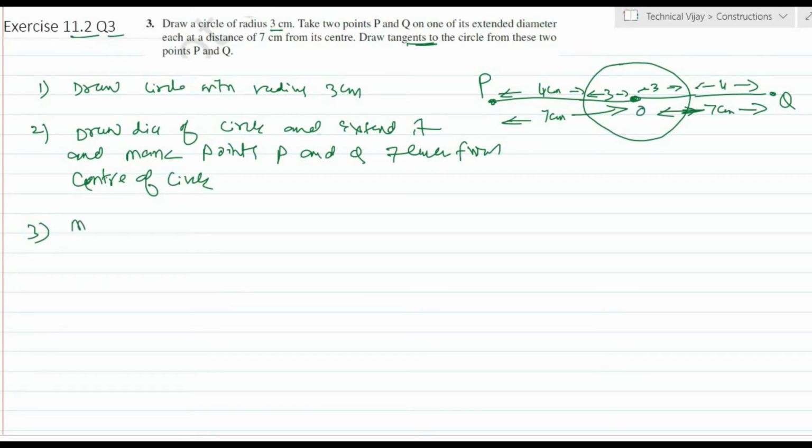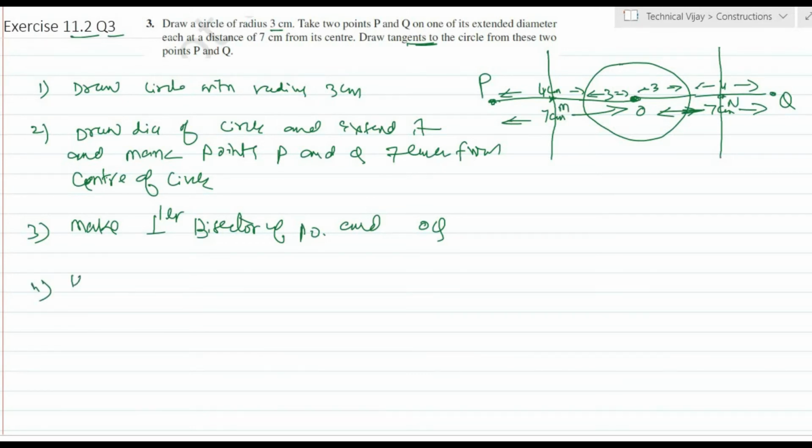So make perpendicular bisector of PO and also OQ. Okay, so this one PO and OQ. So this is one perpendicular bisector and this is also a perpendicular bisector. Okay, so let it be M and let it be N.